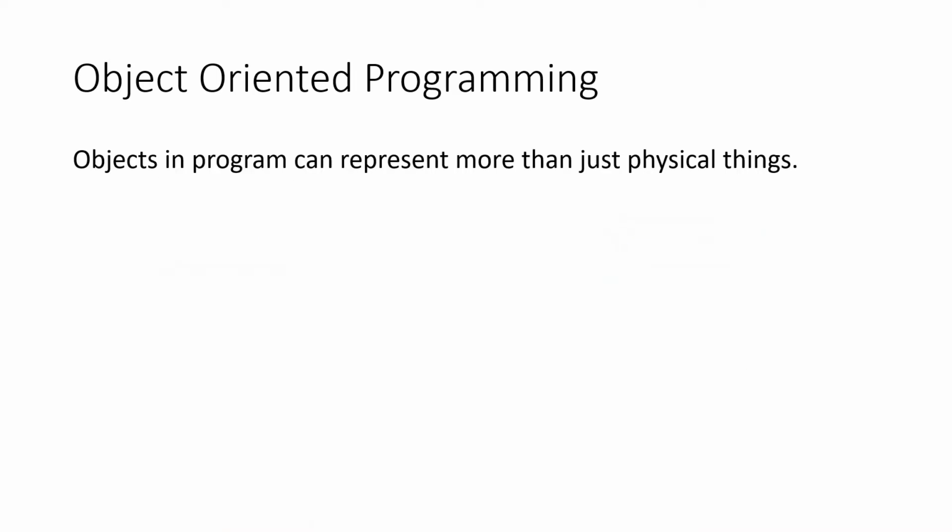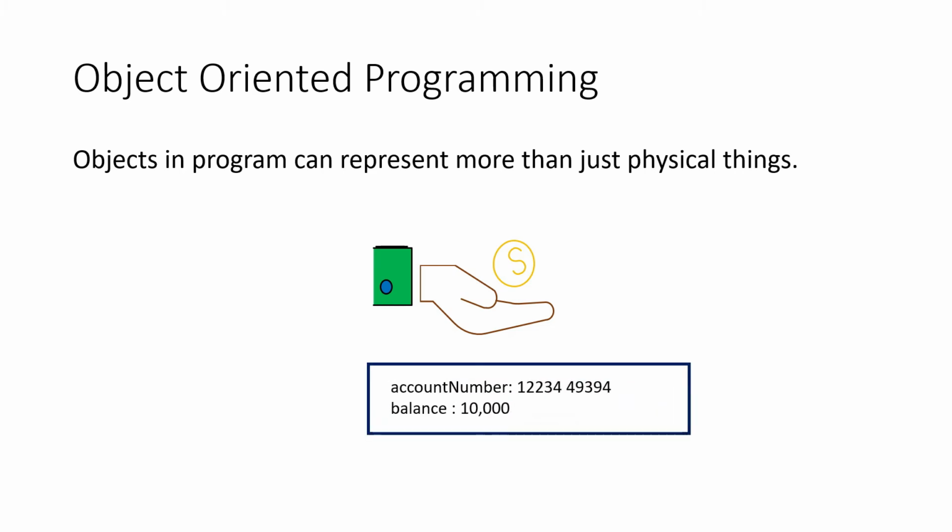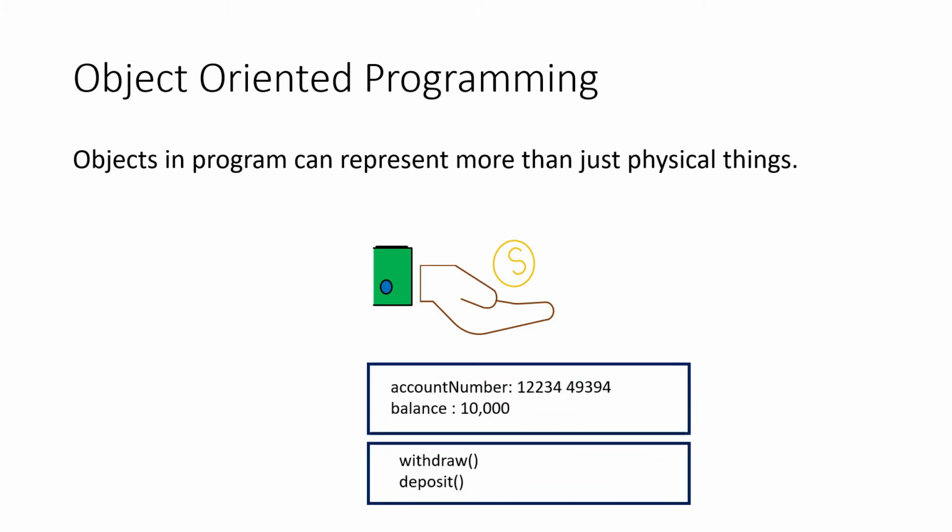Objects in a program can represent more than just physical things. For example, a bank. We cannot touch or see a bank. But banks have attributes like account number and balance. It also has methods like withdraw and deposit. Since it has attributes and methods, and also each bank has a separate identity, we can create an object of the bank in computer programming.